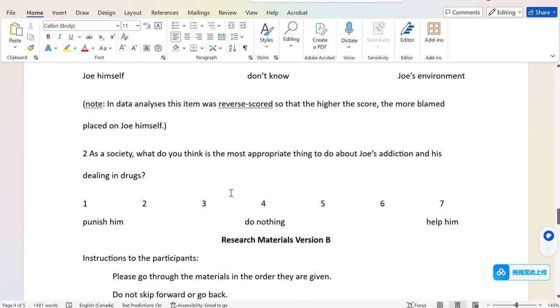The second question, as a society, what do you think is the most appropriate thing to do about Joe's addiction and his dealing in drugs? 1 means punish him. 7 means help him. Which number would you choose? The higher the number you choose, the more likely you're going to help him, or the more willing you are to help him. The lower the number you choose, the more you're willing to punish him.